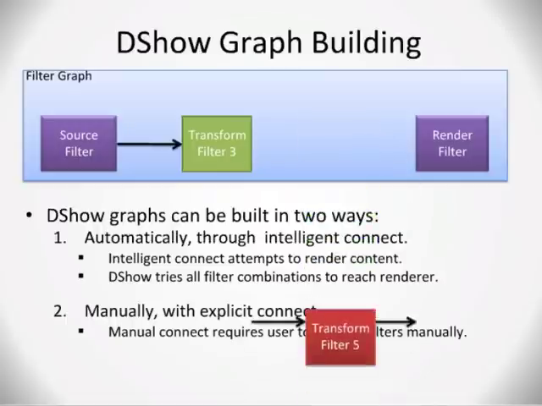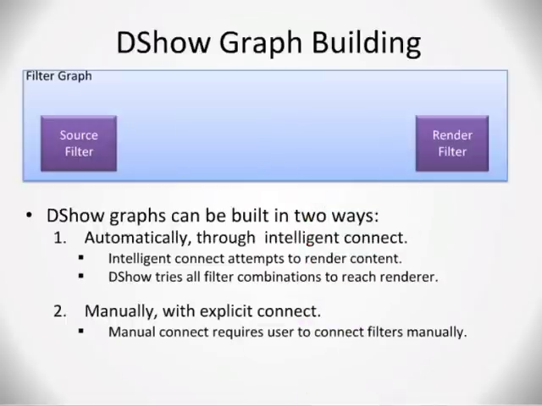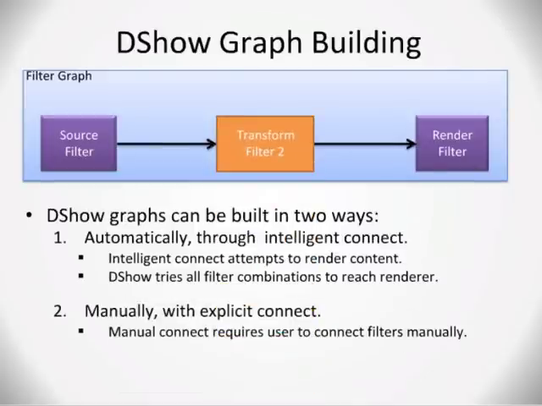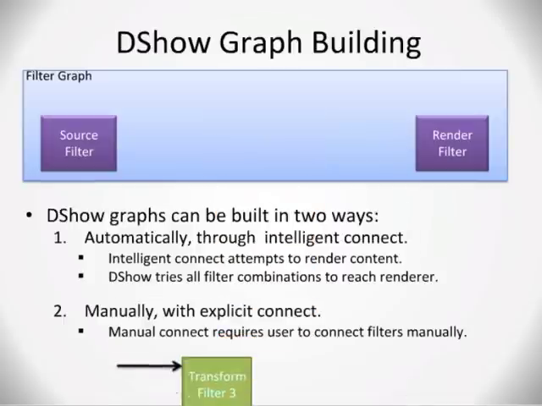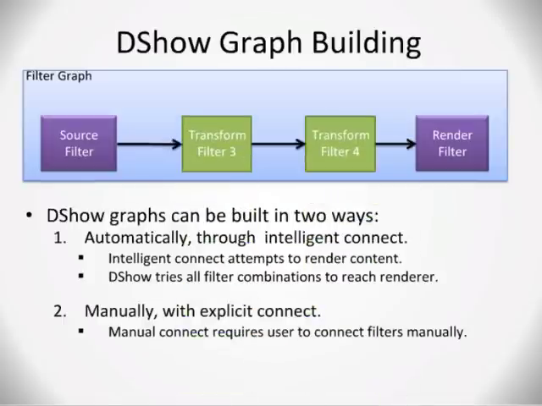Basically what happens here is that the system loads first the transform filter 1, sees if the source filter outputs something that the transform filter 1 can accept, and sees if the transform filter 1 can produce an output of a type that the render filter can accept. Then it does the same thing with transform filter 2, and then it tries combinations of filters.